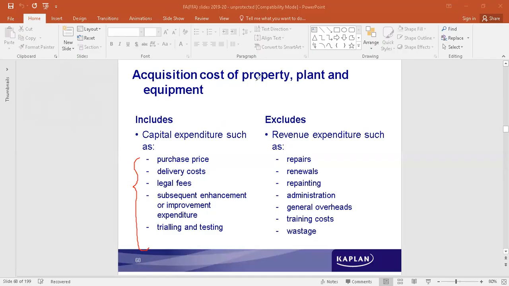In relation to the fixed asset, the property, plant, and equipment, there are other expenses which are regular, very frequently taken up, and do not enhance the earning capacity, like repairs, renewals, repainting, administration, general overheads, training cost, wastage, etc. These take place very frequently. So these amounts are not capitalized, but are charged in the income statement and deducted as expenses in the current period. So these are the costs in relation to property, plant, and equipment.